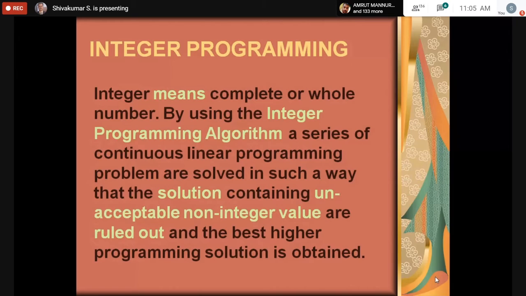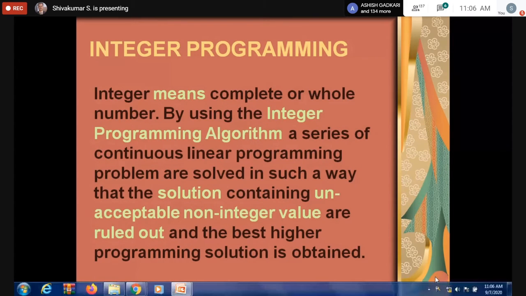Say, for example, a company manufactures product A denoted by X1. A company manufactures product B denoted by X2. Now, X1 and X2 represent product A and product B. Now, the question is, when I want to find the objective function, that is to minimize the cost or maximize the profit, you are trying to find out the number of products A to be manufactured, number of products B to be manufactured. While calculating, what happens, you are going to get some fractional values.